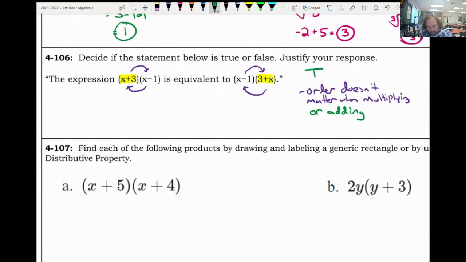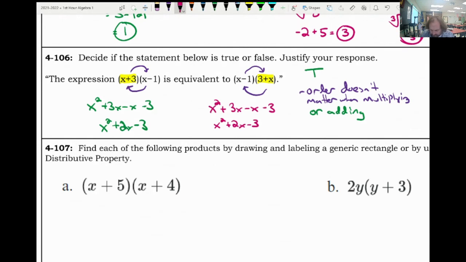They're the same. What you could do, if you wanted to be advanced, you could actually multiply these out using a generic rectangle, or just by doing it, because you're that smart at this point. You get x squared plus 2x minus 3 for the first one. And over here you get x squared plus 3x minus x minus 3. You get the same thing. You get the same parts. There, you get the same thing for both of them.